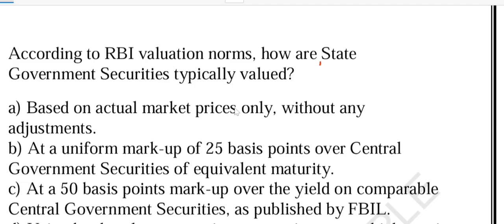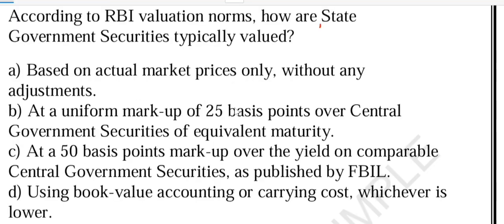So let's see the question. Option A says based on actual market price only without any adjustment. Option B, at a uniform markup of 25 basis points of central government security of equivalent maturity. Option C, at a 50 basis point markup above the yield on comparable central government security as published by FBIL. Option D, using book value accounting or carrying cost, whichever is lower.